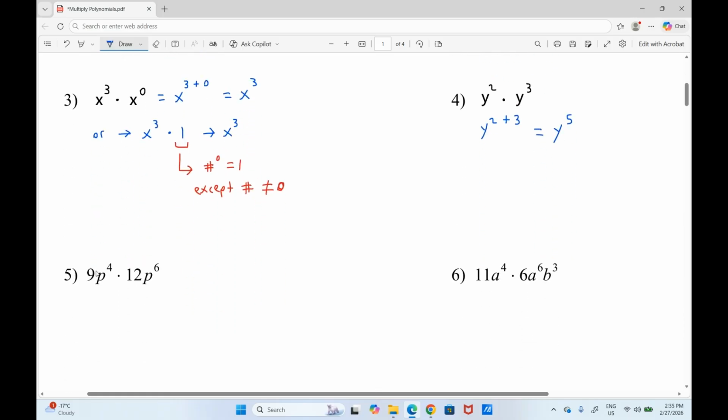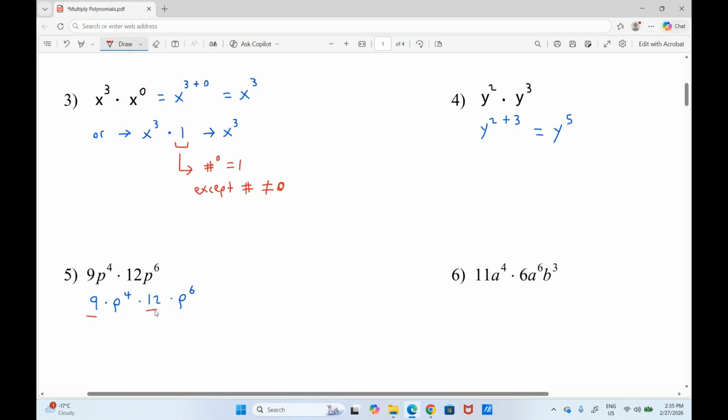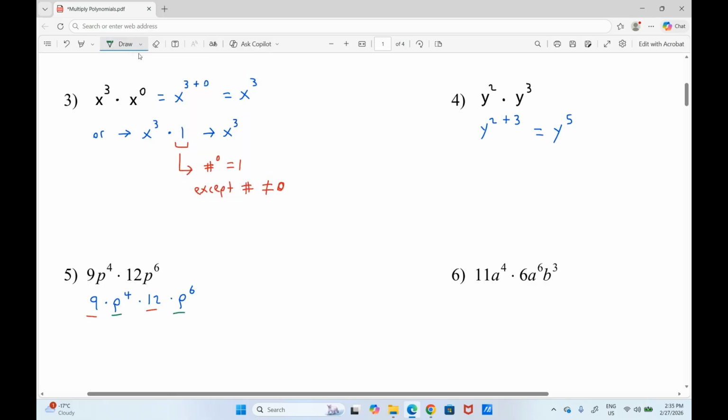Okay, now moving on to another example here, I have 9 times p to the exponent of 4, times 12 times p to the exponent of 6. So what I can do here is I can rearrange this. So this is written as 9 times p to the exponent of 4 times 12 times p to the exponent of 6. So why don't I rearrange this? Notice that I have numbers and my base for p is the same. So let's just rearrange it right now.